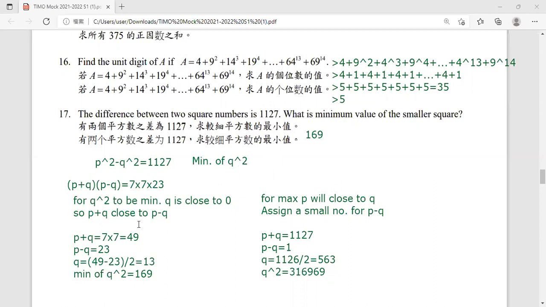Okay. Now I go back to 17. Someone asked me why Q is equal to 13. Actually, you just solve these two equations again. How can I find Q? I eliminate P. You just add them together, or subtract the P, and that will be 2Q. Then we'll find that 2Q will be equal to 49 minus 23. Okay?